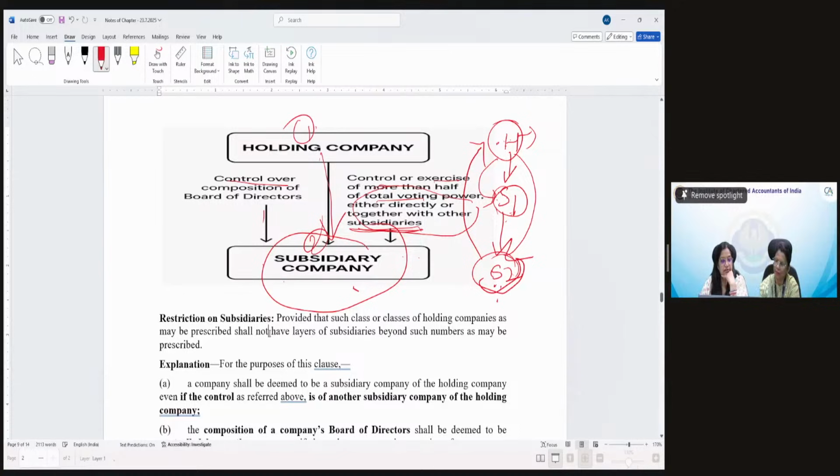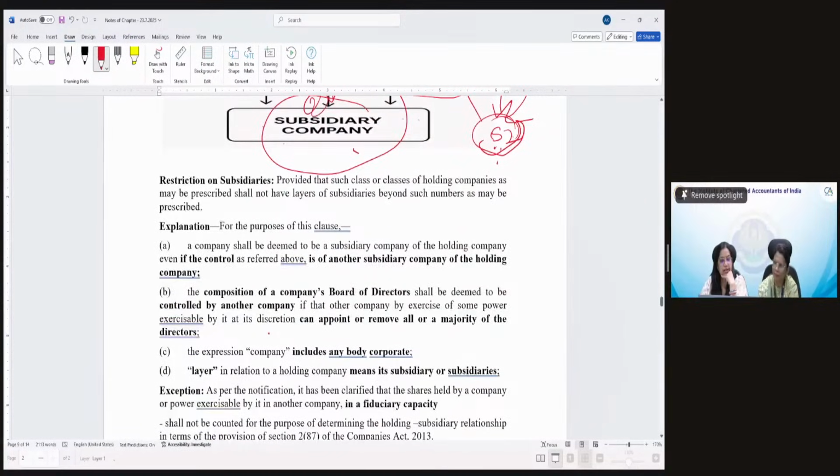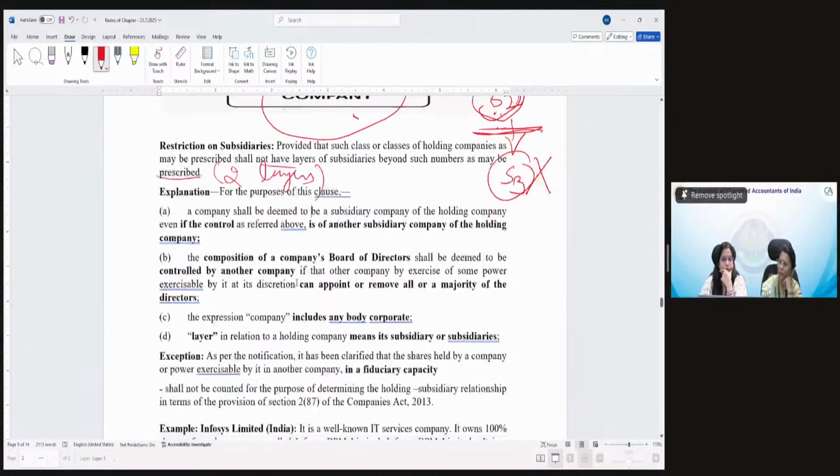So what are the restrictions on subsidiary? Provided that such class or classes of holding companies shall not have layers beyond the prescribed number. Now prescribed means the rules, and in the rules 2 layers are given. As in the example above, we have considered 2 layers, and suppose there is one more, S3. This company will not be considered a subsidiary because the restriction has been marked up to 2 layers of the company. So for this clause, they are defining the meaning of control of another subsidiary that we have just discussed.